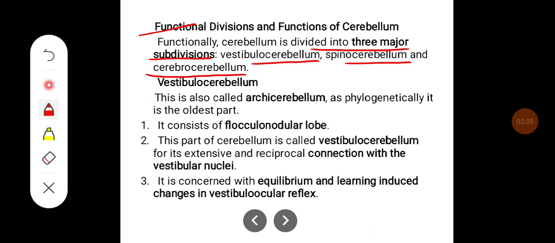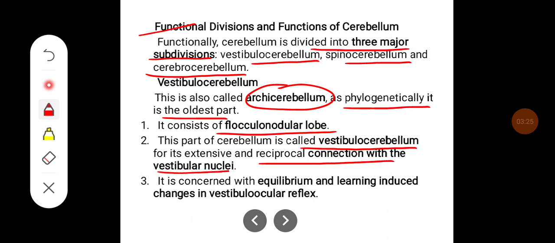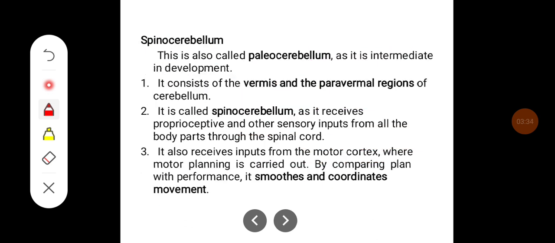Vestibulocerebellum is also called archicerebellum, as it is phylogenetically the oldest part. It consists of flocculonodular lobe. This part of the cerebellum is called vestibulocerebellum for its extensive and reciprocal connection with the vestibular nuclei. It is concerned with equilibrium and learning induced changes in vestibulo-ocular reflex.